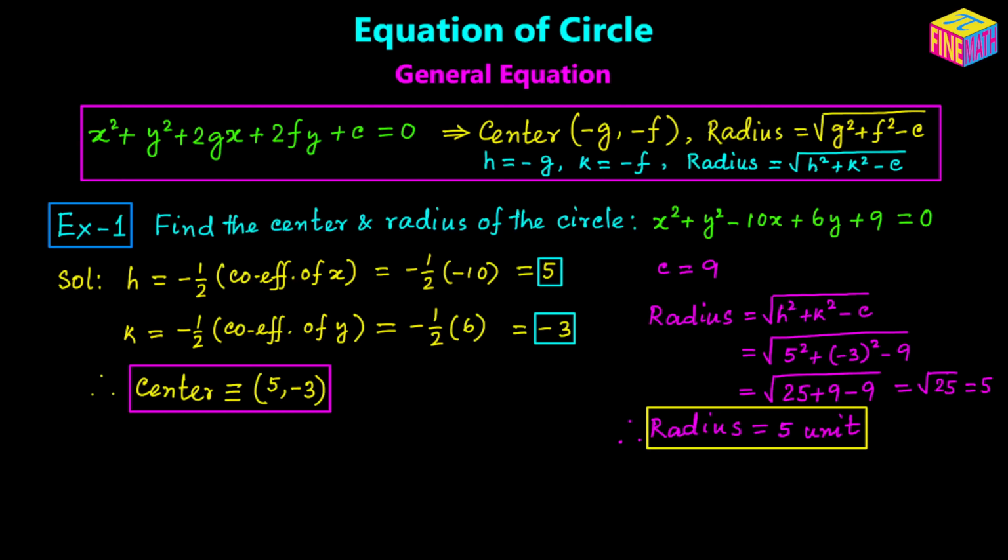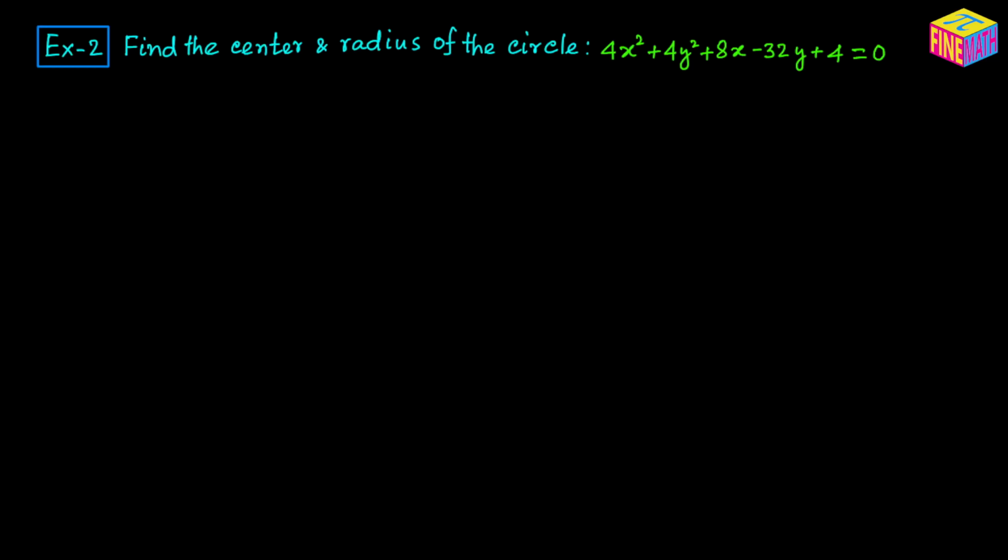Therefore, we can say that the radius of this circle is equal to 5 units. And we have found both the answers for this question. I hope the solution made sense. Let's take a look at the second example. The second example says find the center and radius of the circle whose equation is 4x squared plus 4y squared plus 8x minus 32y plus 4 is equal to 0.